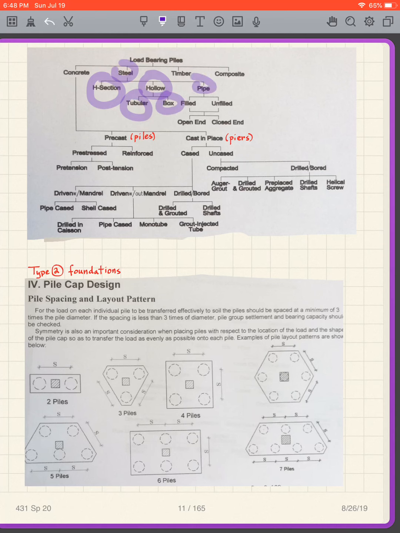And then this table also has a pipe over here that could be filled or unfilled. In other words, sometimes you can have a pipe, fill it with concrete. That would be in this category. You can have an open-ended, you can have closed-ended. Okay, so that's steel. So this is my groups of steel. Concrete.